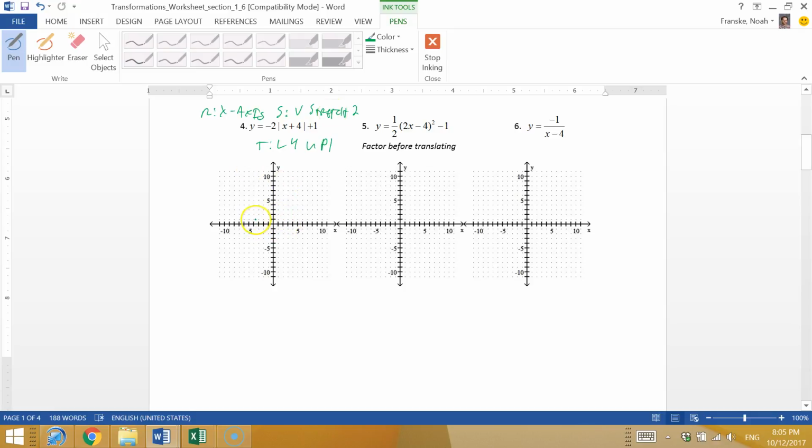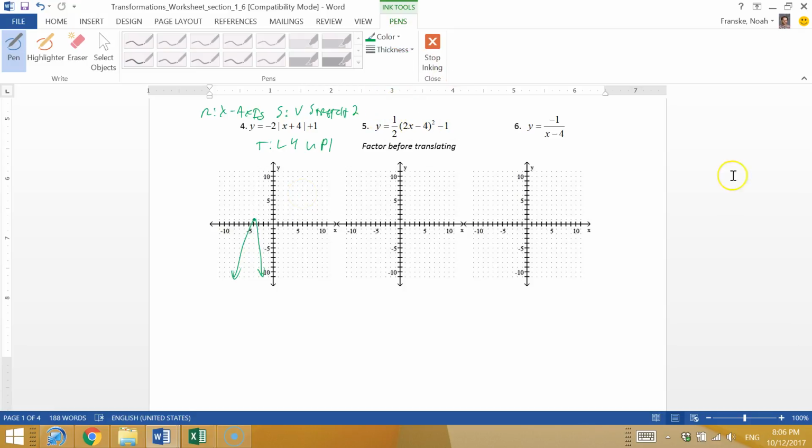So left 4, up 1, there's kind of my new origin. And now I have an x-axis reflection, so we're going down, and a vertical stretch of 2, so it's going to be kind of skinny again. So something like that. Just a sketch here is just fine.